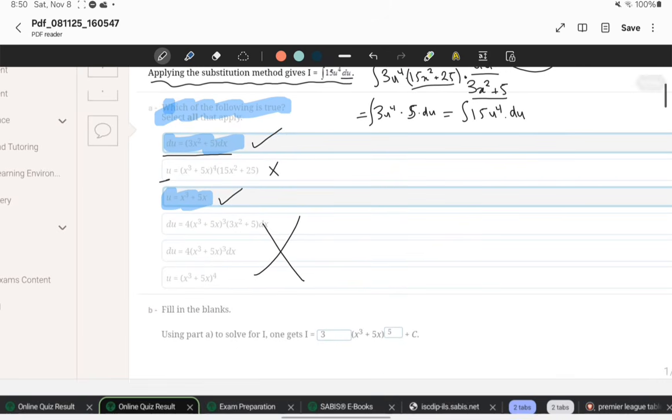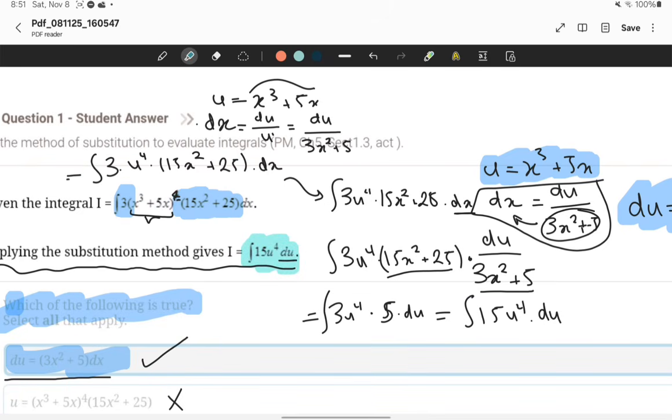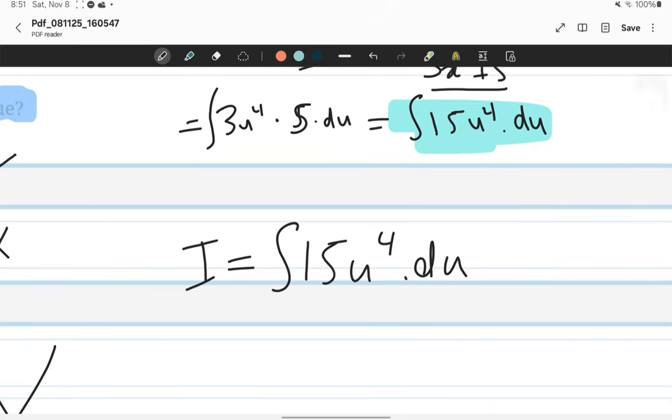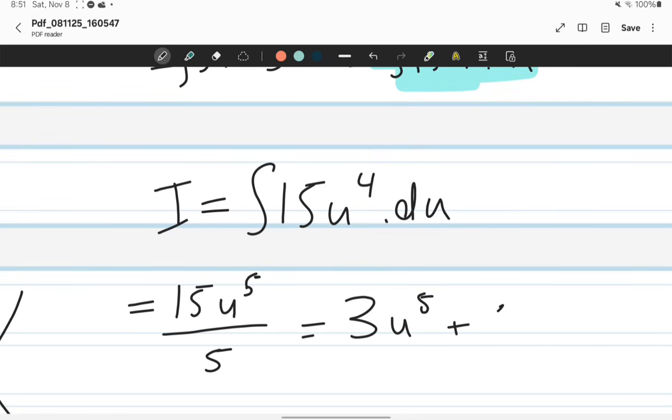Part B, they're saying using part A to solve for the integration, you get this expression. Now to do this part, we're going to use what they gave us here. We got the same thing, but you don't need to calculate it again. You can just use the expression they gave you, which is I equals the integration of 15u to the power 4 du. They want us to integrate this. We're going to keep the 15 as it is, and for the u, we add 1 to the exponent, so it becomes to the power of 5, and divide by this new exponent. Divide by 5, so you get 3u to the power of 5 plus c.